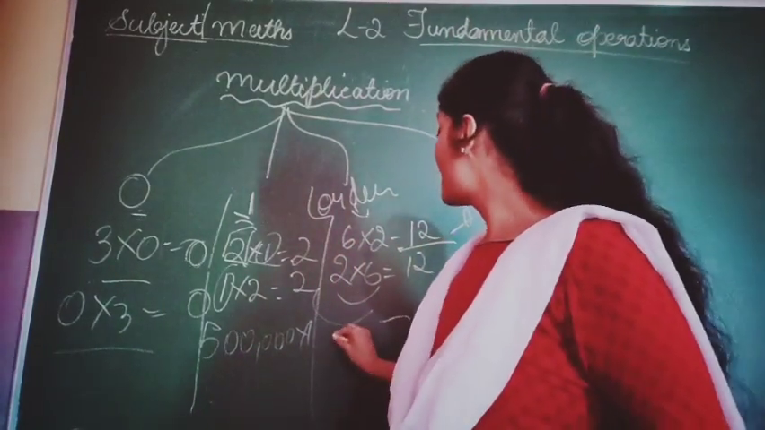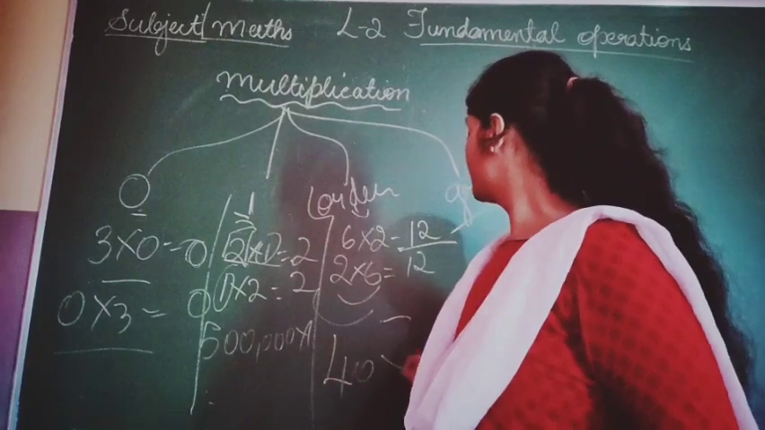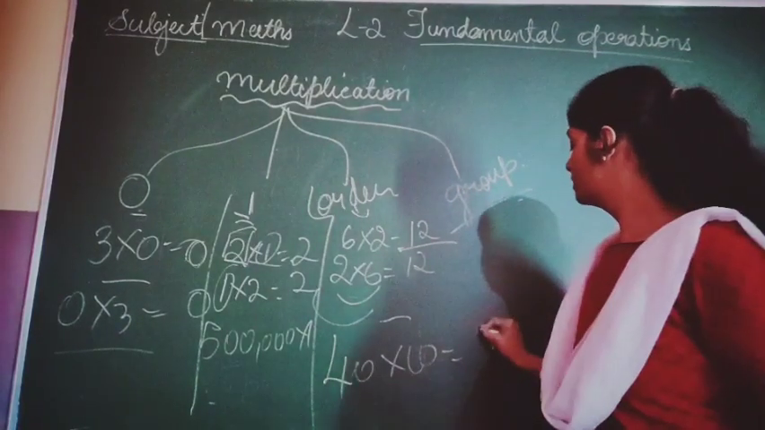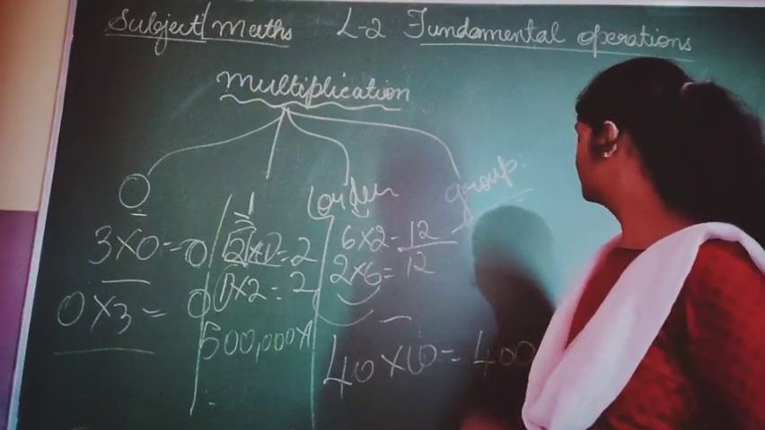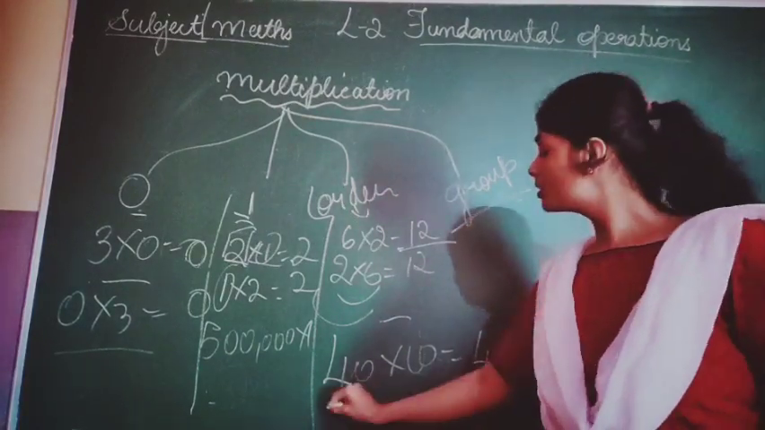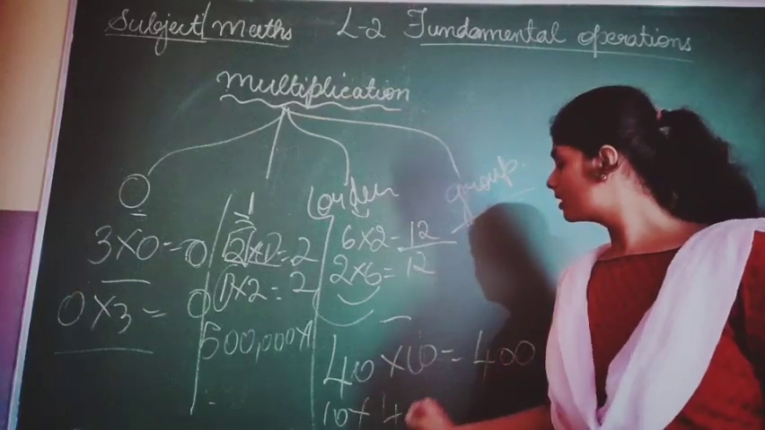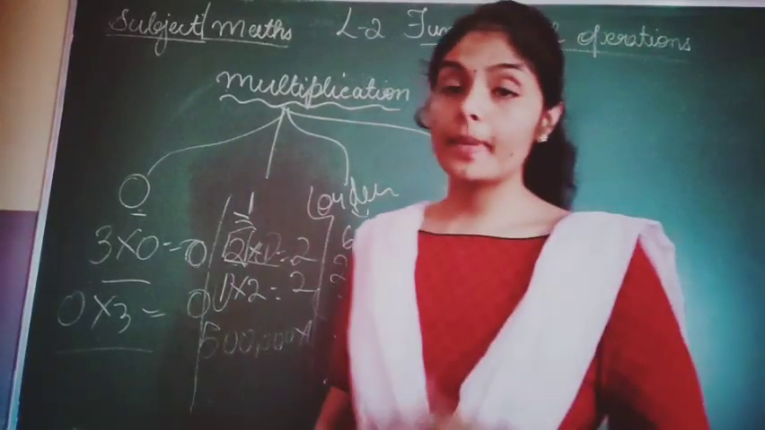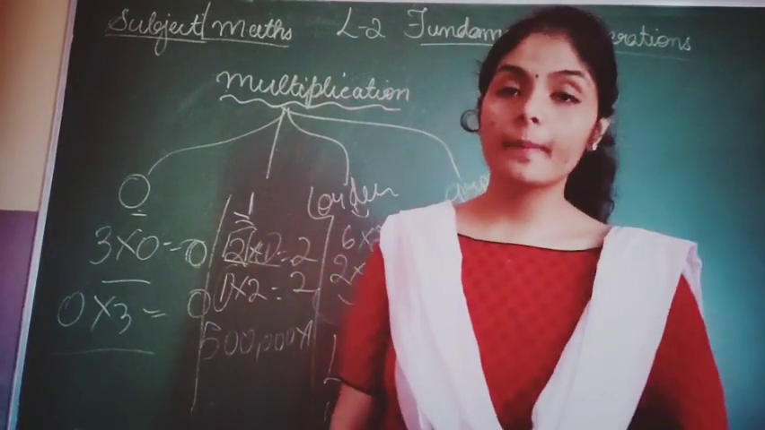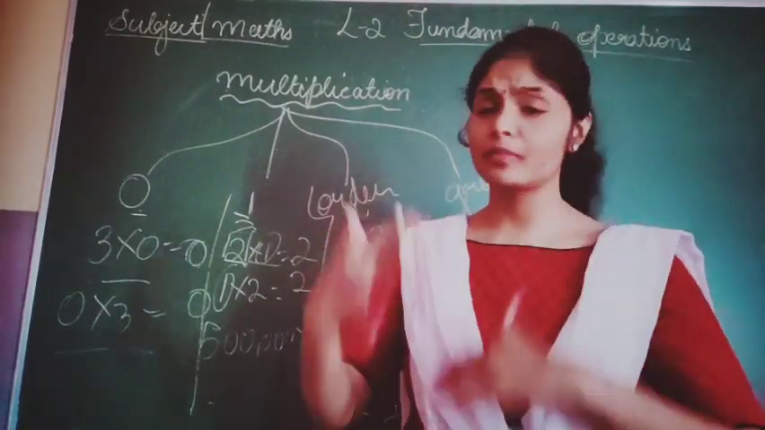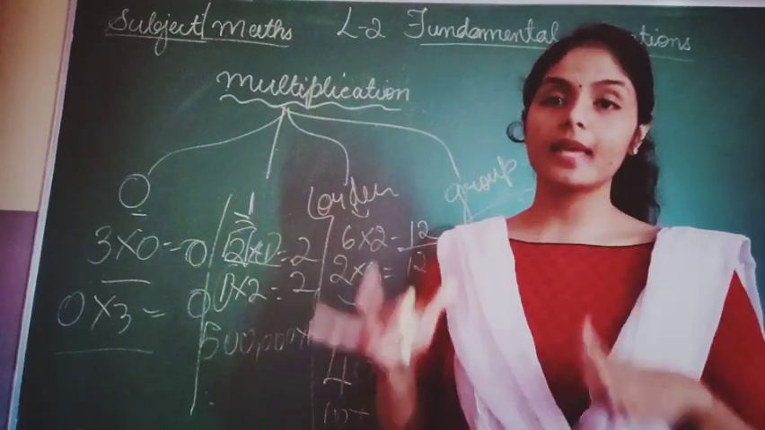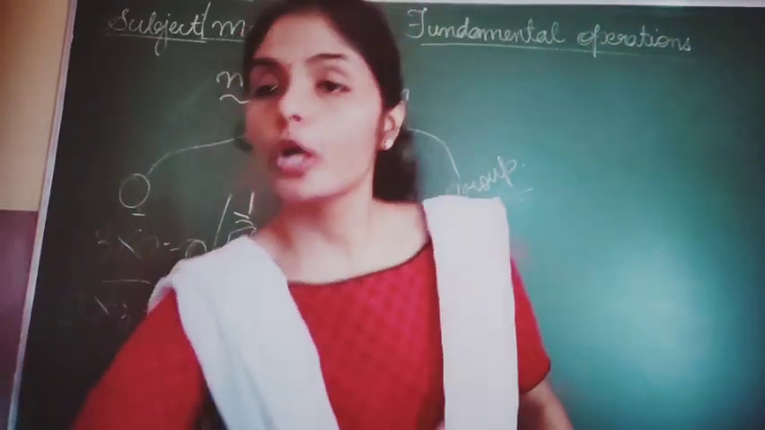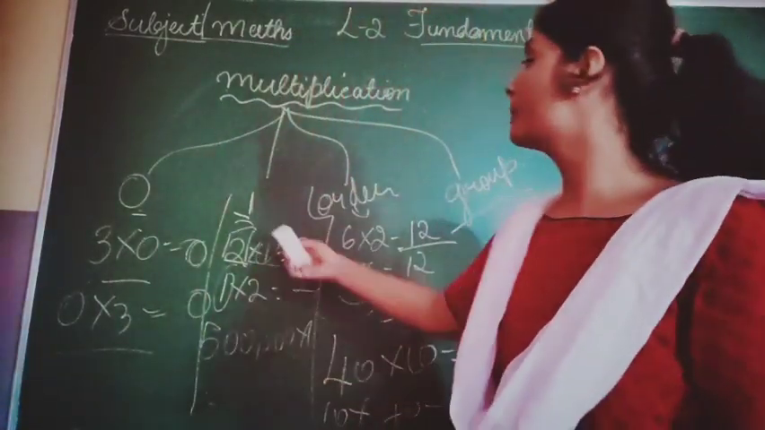In the same way you have 40 into 10. How much is 40 into 10? 400. Correct, no? Now you change 10 into 40. You get the same answer, 400. It may be a larger number, a smaller number, but no matter how many times you change the order, you get the same answer. Understood?